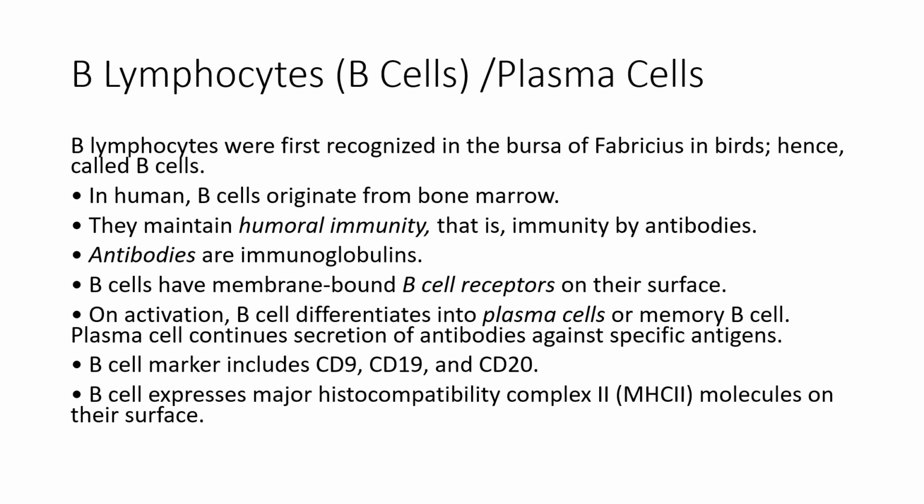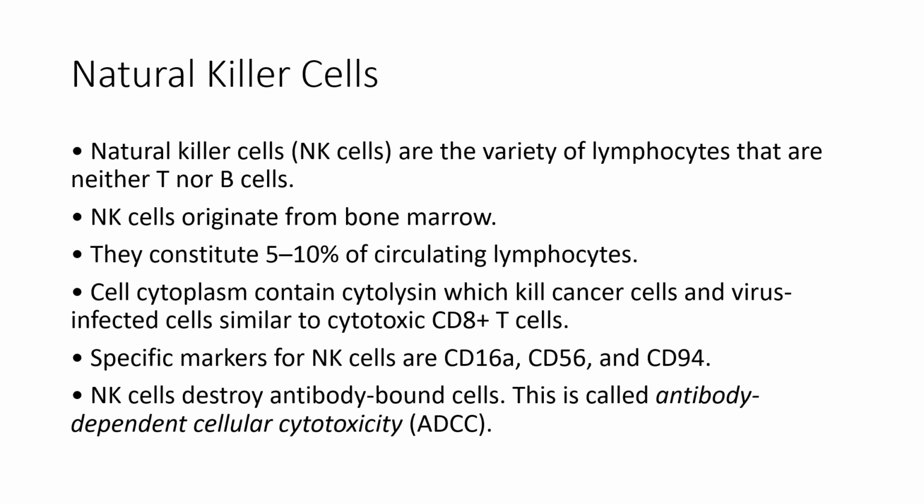B lymphocytes originate from bone marrow and maintain humoral immunity by producing antibodies. Natural killer cells originate from bone marrow, and their cytoplasm contains cytolysin, which kills abnormal cells like cancer cells or virus infected cells. They also destroy antibody bound cells, which is called antibody dependent cellular cytotoxicity.